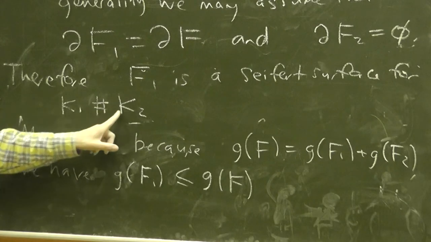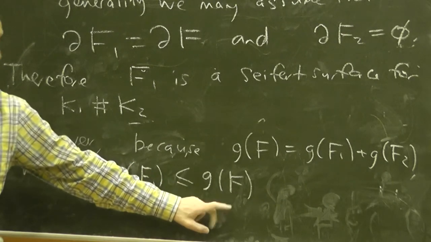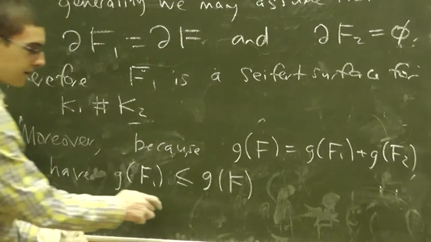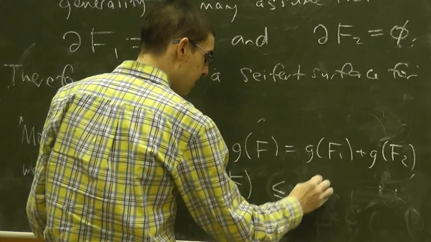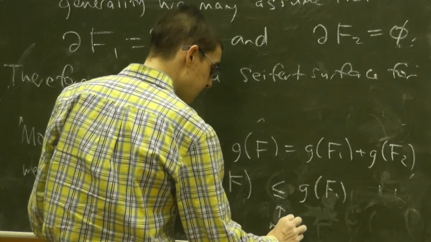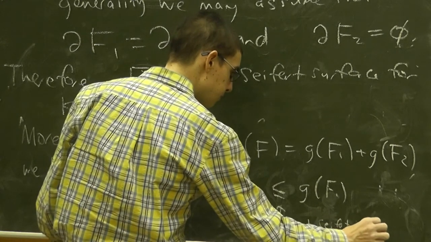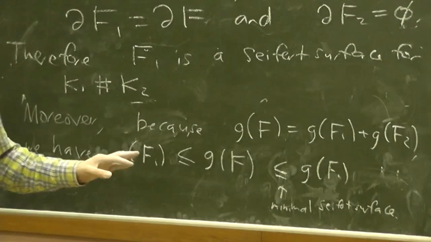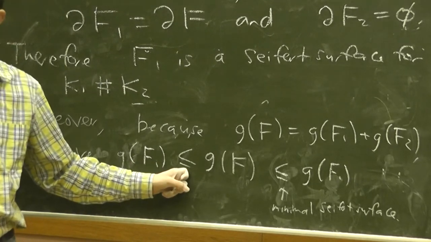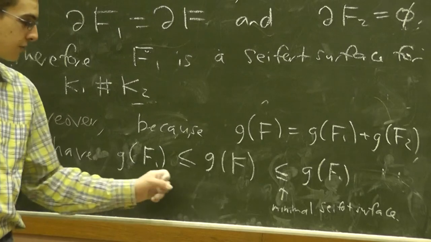But F1 is a Seifert surface for this knot, and so is this one, but this one is minimal. Okay? So if you like, I could write this is less than or equal to F1, by minimal surface minus minimal surface. I don't really like writing like that, but that's true. So this is another Seifert surface. It has genus less than or equal to the minimal Seifert surface. So therefore, they must be equal.